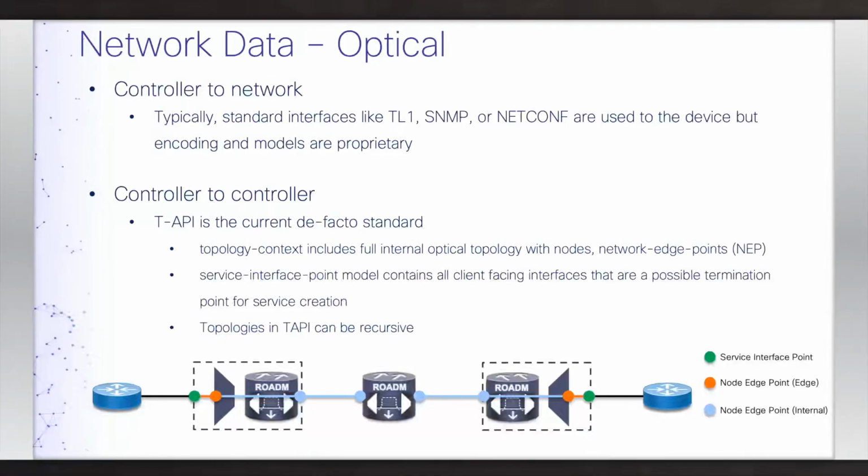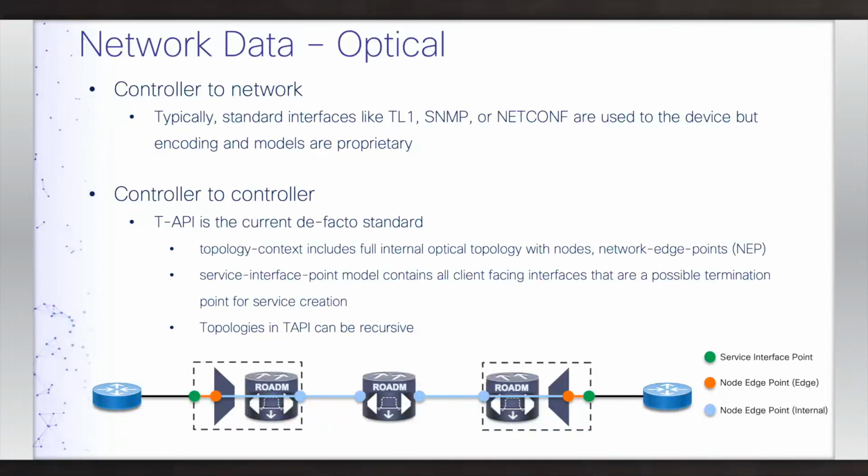So we look at network data on the optical side. So the controller to the network, that's still very often proprietary. It might be TL1, in some cases SNMP. Some vendors have moved to even using things like NETCONF. But typically all the encoding and the models that are used are proprietary. On the IP side, we have a lot of standardized models for device level interaction, either through IETF or OpenConfig. With the optical, the device level is very proprietary.